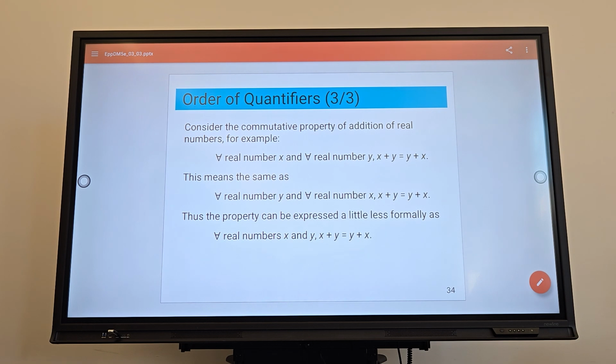Consider the commutative property of addition of real numbers. For all real numbers X and all real numbers Y, X plus Y equals Y plus X. This means the same as for all real numbers Y and all real numbers X, X plus Y equals Y plus X. Thus, the property can be expressed a little less formally as for all real numbers X and Y, X plus Y equals Y plus X.